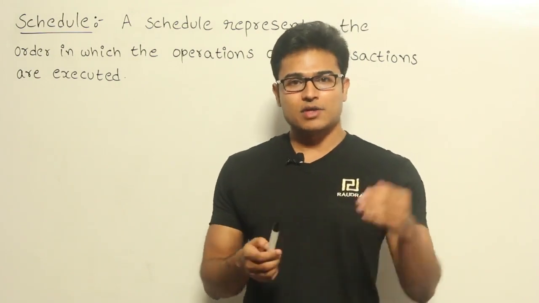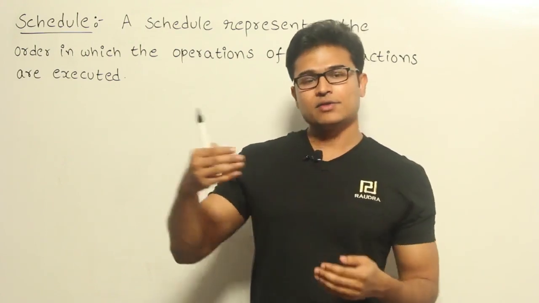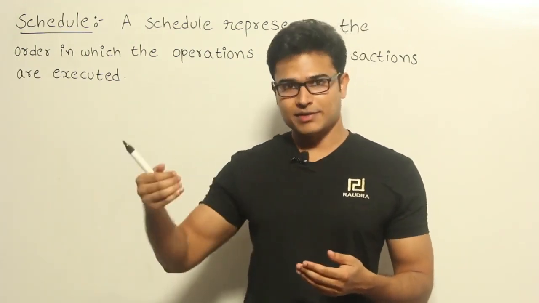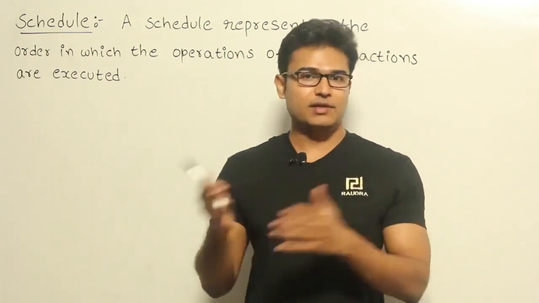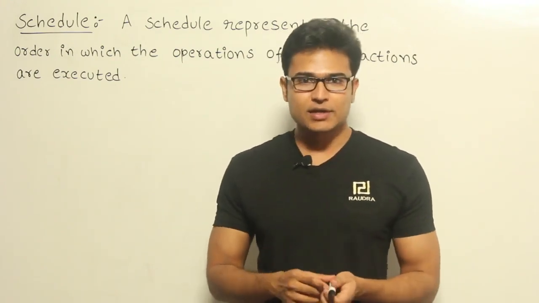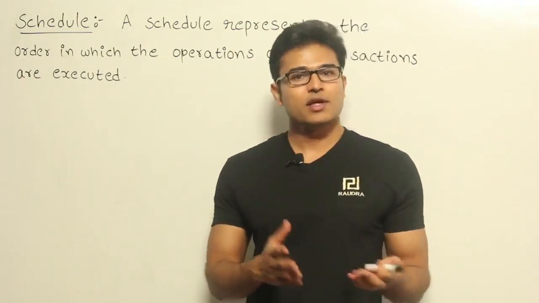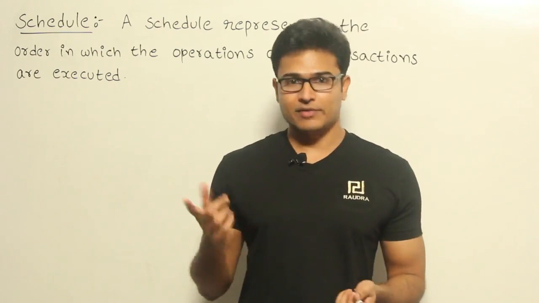Or I can execute some of the operations of one transaction and then some of the operations of another transaction, and again come back to the first one and again come back to the second. If I do that, that is also a kind of schedule, right? So a schedule is nothing but the order in which you are going to execute the operations of various transactions when you have more than one transaction.